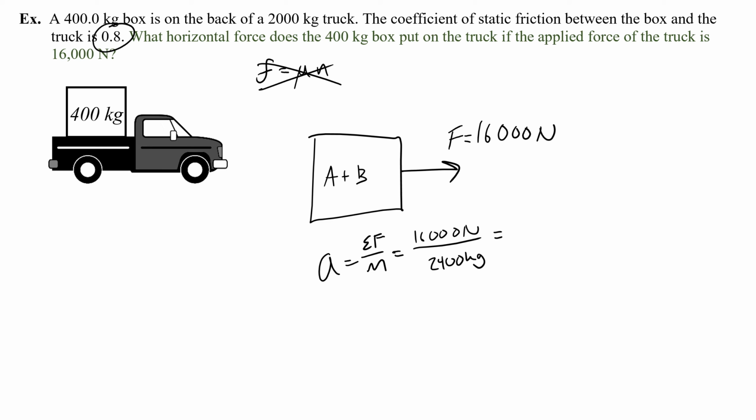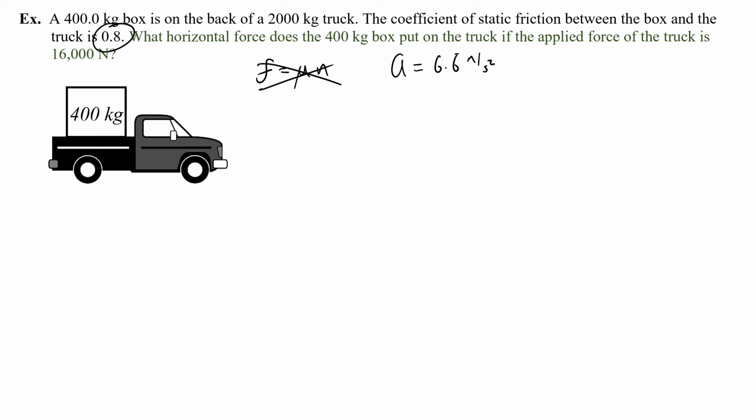So 16,000 divided by 2,400 gives me 6.666 meters per second squared. A little creepy. Okay, so I know that that's the acceleration. I'm going to write it up here, 6.6 repeating meters per second squared. So what do I do with that?